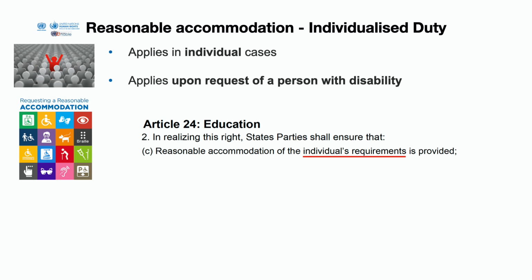Article 24.2c requires reasonable accommodation of the individual's requirements. People with disabilities do not form a homogeneous group. Consequently, any adjustment or modification will depend entirely on the individual needs of the person in question.